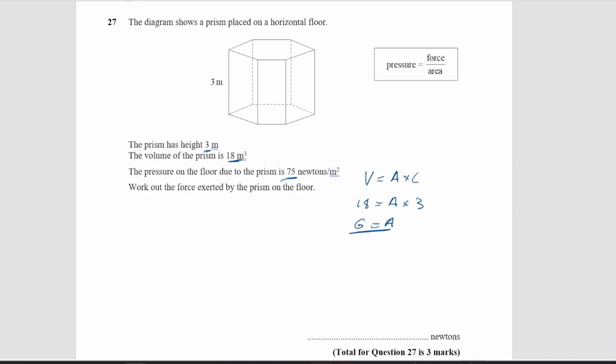So the area, in this case, it looks like an octagon, a hexagon. But the shape doesn't particularly matter, and we know that the area must be 6. If I rearrange this to find force, force is going to be equal to pressure times area. So in this case, 75 times 6. I know in my head that 75 times 2 is 150. 150 times 3 is going to be 450.